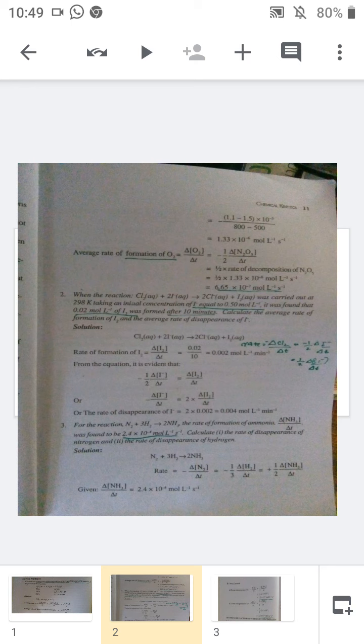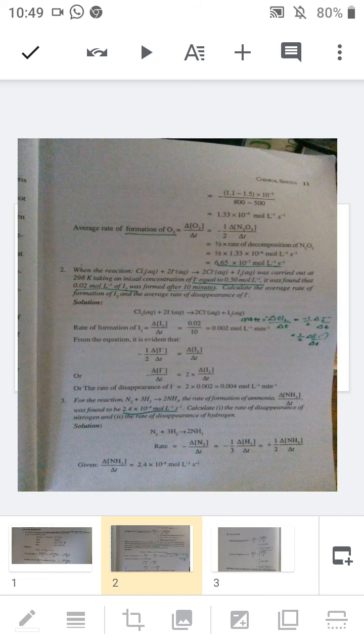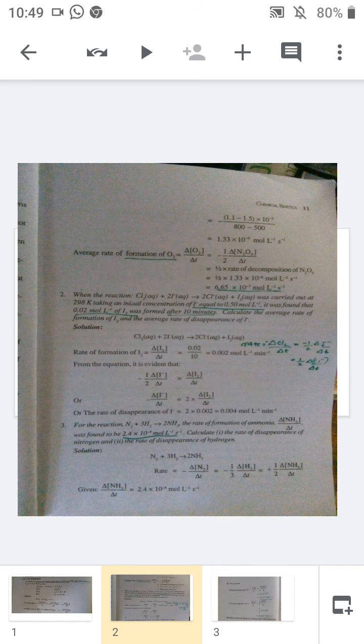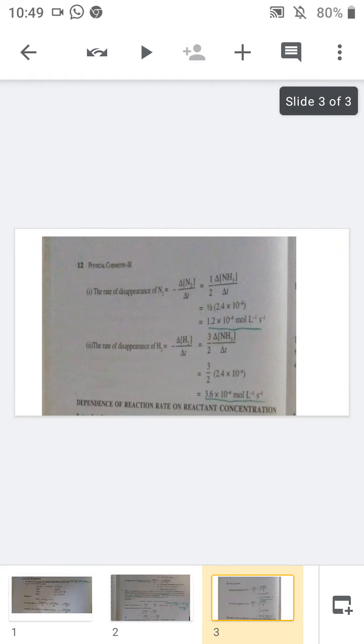gives 2NH3. Then rate is equal to minus delta N2 divided by delta T, that's equal to minus 1 by 3 into delta H2 divided by delta T, that's equal to 1 by 2 into delta NH3 divided by delta T. So delta NH3 divided by delta T is equal to 2.4 into 10 to the power minus 4 mole liter inverse second inverse. Now substitute the value which is directly given in the question itself. So we will get the rate of disappearance of nitrogen, that's equal to minus delta N2 divided by delta T, that's equal to 1 by 2 into delta NH3 divided by delta T.